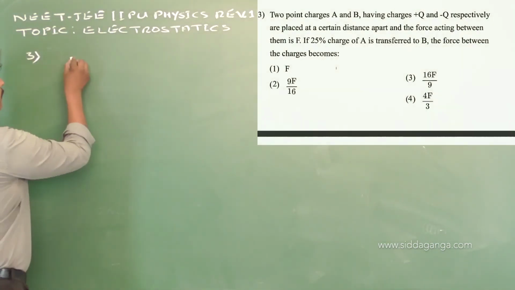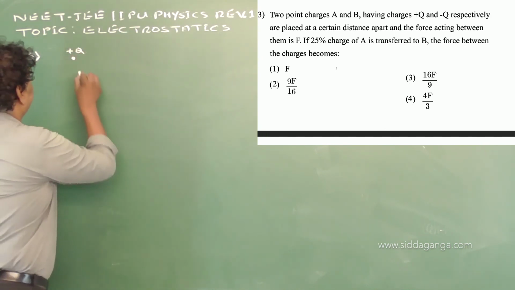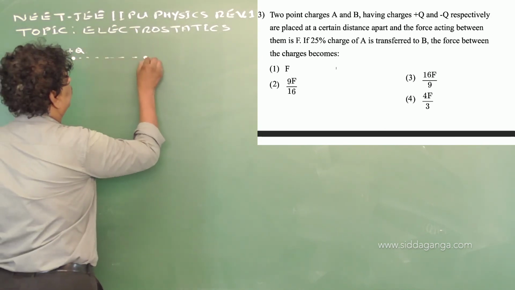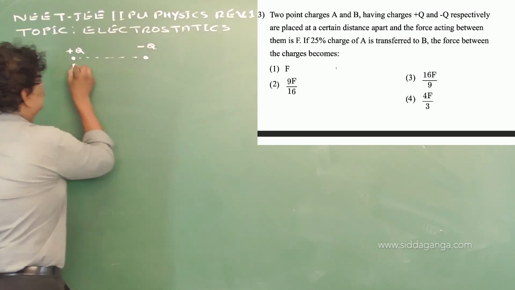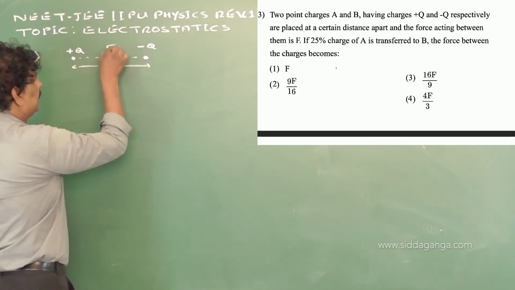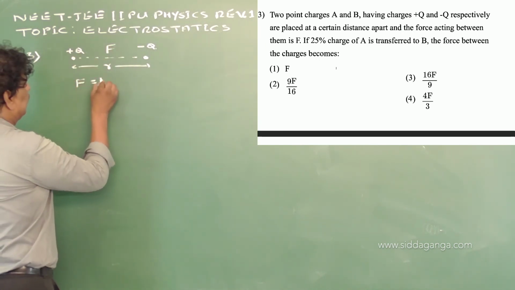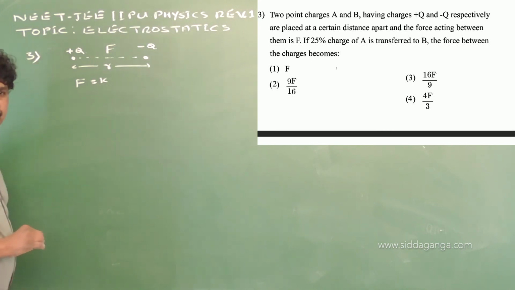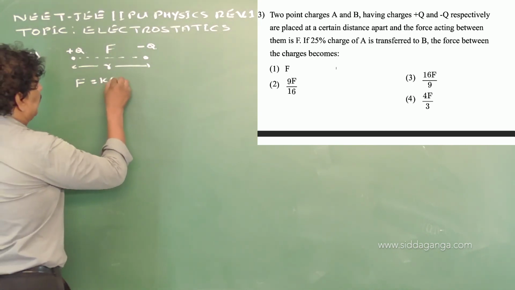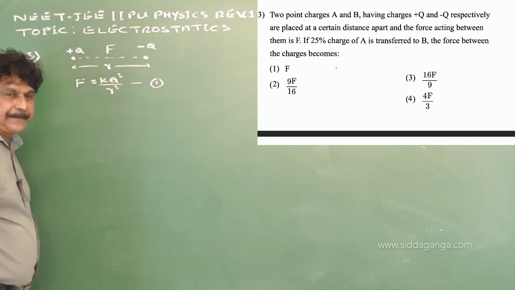Now we have been given two charges, plus q and minus q, separated by a certain distance r. Let F be the force between them. Now F is equal to K, that is 1 over 4 pi epsilon naught, times K q square by r square. Let us take it as equation 1.